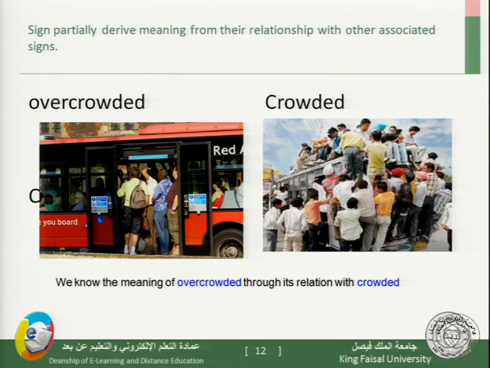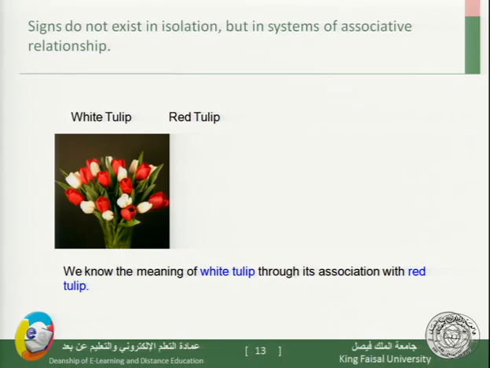The other example I have in here, which refers to another principle of de Saussure's theory, is that signs do not exist in isolation, but in systems of associative relationship. So if you have a sign, in our mind, it is not isolated. It is not detached. It is in an associative relation with another sign. For example, if I have this image, and I would tell you, look at the white tulip. Look at the white tulip.